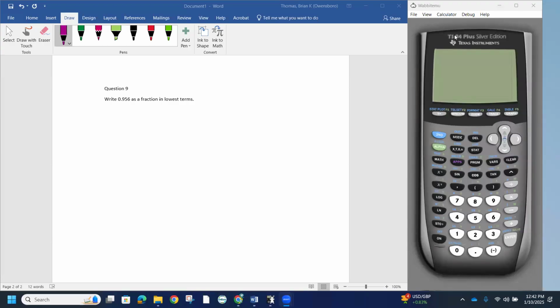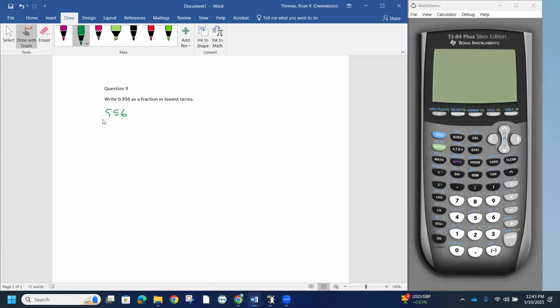So another question with fractions is question 9. It says write 0.956 as a fraction in lowest terms. Now remember, as far as decimals go, the 9 is in the tenths place, the 5 is in the hundredths place, the 6 is in the thousandths place. So 0.956 actually reads as 956 thousandths.